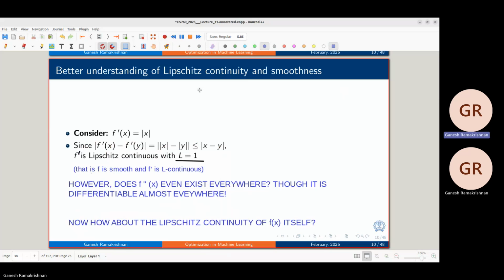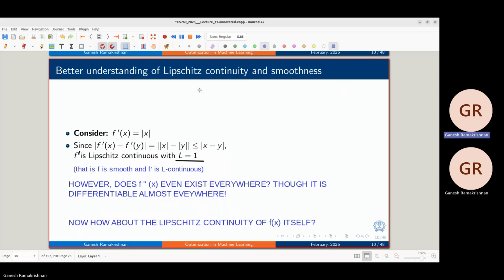Okay, but then of course the other challenge is f double dash doesn't even exist everywhere. So it's differentiable almost everywhere. This point of differentiability almost everywhere I'm going to bring up next. So many of these functions you'll find are well behaved in terms of derivatives pretty much everywhere. Just that in some places they're not differentiable.